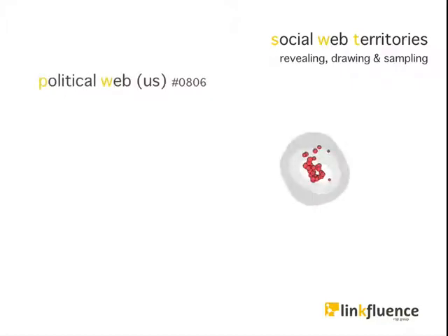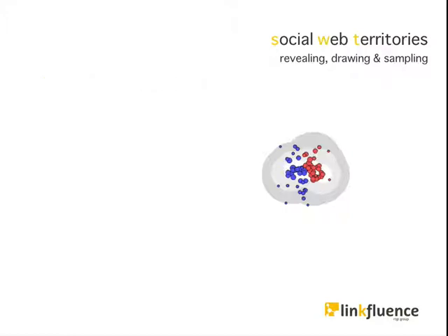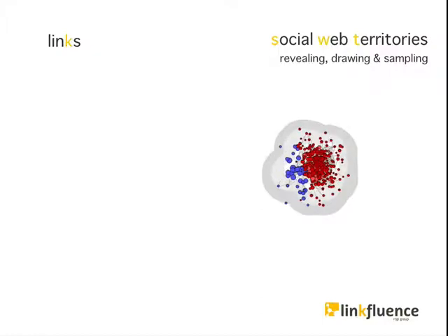Let's take the example of the US political web in 2008. First, one needs to identify highly visible websites talking about politics. Then, using the links that connect websites to one another, one can bring back other websites that may pertain to the same territory and to each community.